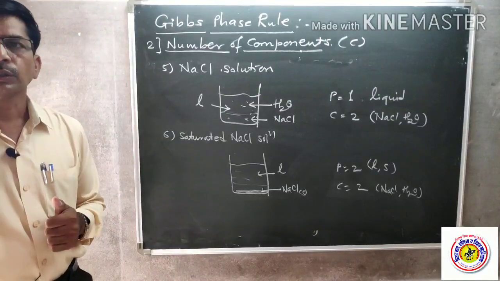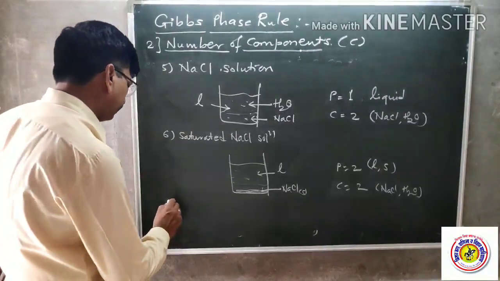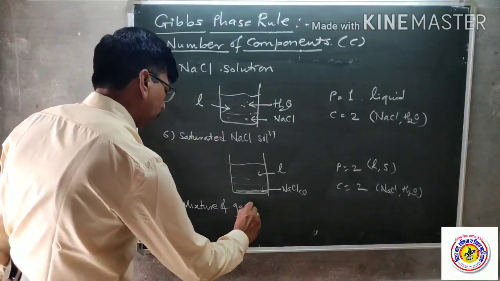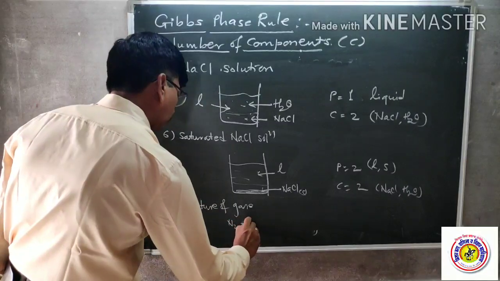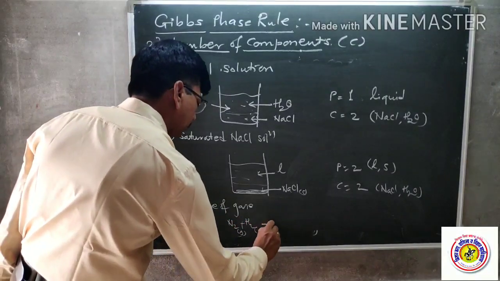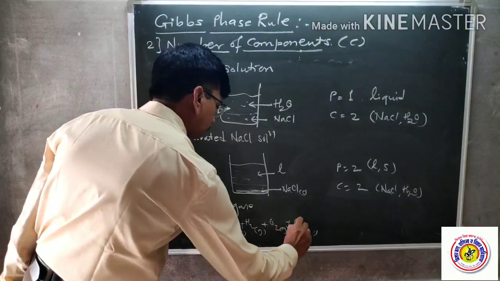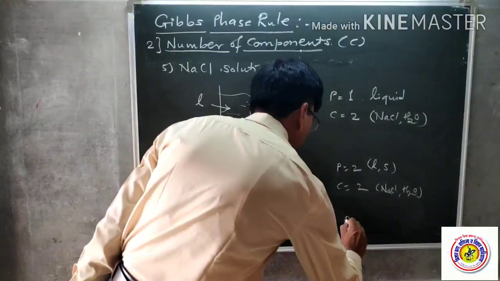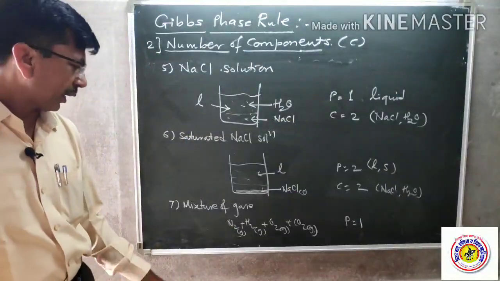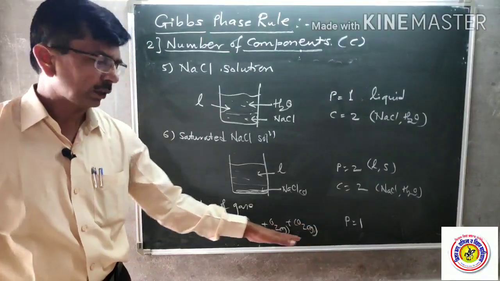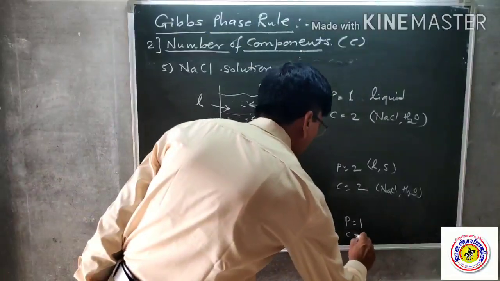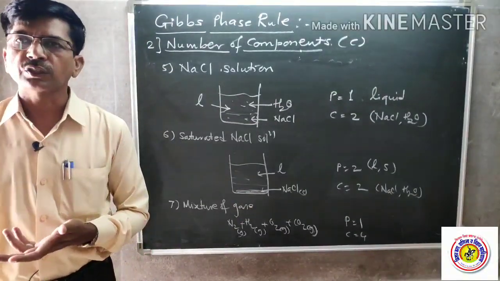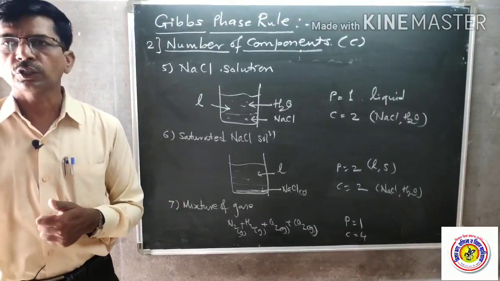Now the last example is a mixture of gases. Suppose that we have a mixture of gases like N2 gas, S2 gas, O2 gas, CO2 gas. All are in gaseous state. So phase is one. But components are 1, 2, 3 and 4. They have individual components. So there are a total of 4 components. So in this manner, we can calculate the number of phases and number of components of the system.